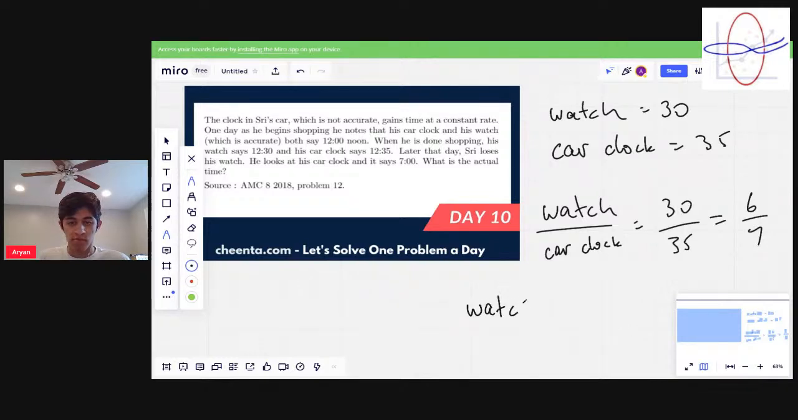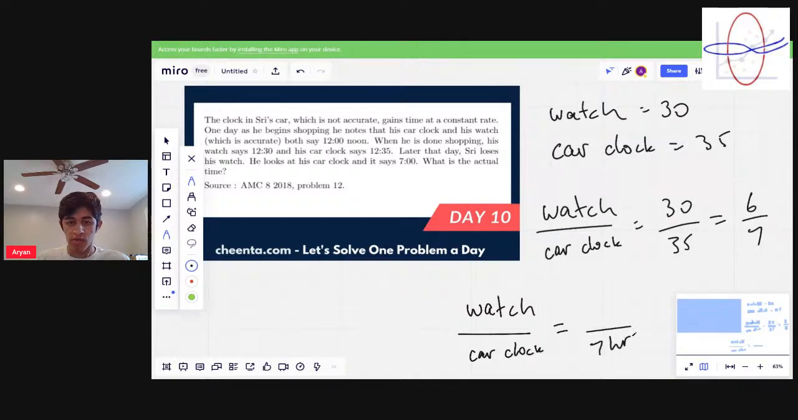So now if we set up our proportion again, watch divided by car clock. So we know, if our denominator is 7 hours, right? Because it says the car clock says 7. So we want to make sure we set it up correctly. That means that the watch will be 6 hours. The watch will have shown 6 hours that passed.